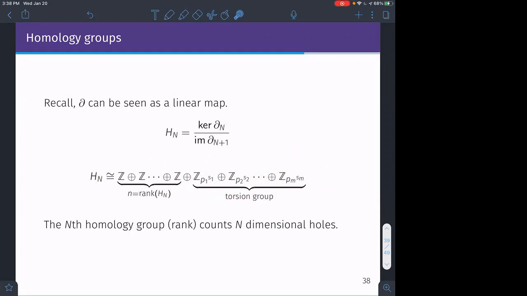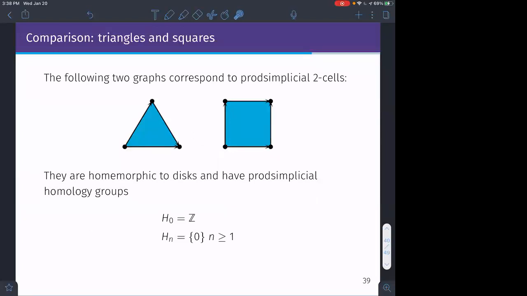I'm most interested in this ring because it counts the number of holes that the space has. And holes are something that you can use as an invariant to compare whether or not two things live in the same space. That's ultimately what I'm interested in. I want to be able to take two graphs, compare them, and say they may or may not live in the same space because they have the same number of holes or different numbers of holes. For example, if I look at basic building blocks of two-dimensional prodsimplicial cells, triangles and squares, I know that they are basically homeomorphic to disks, right? I'm supposed to fill them in.